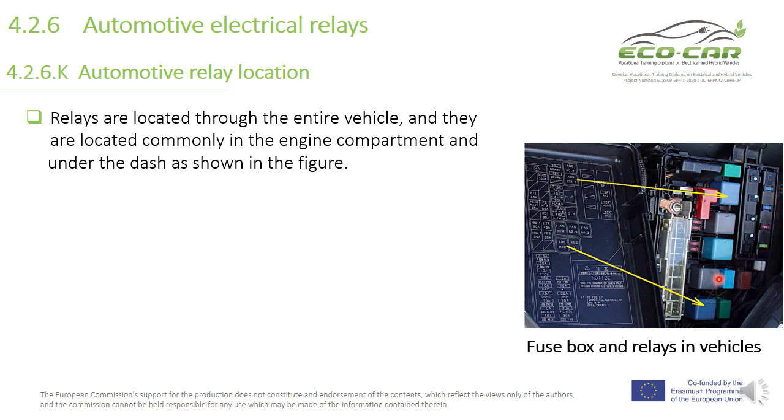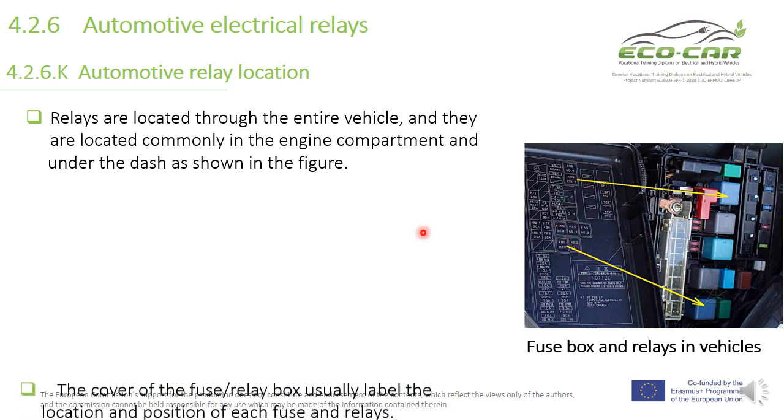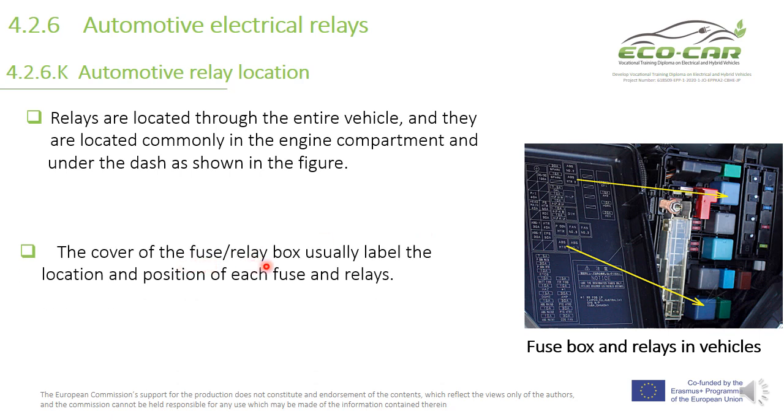And these relays can be shown also on the cover. This is the cover of the fuse box. This cover of the fuse box usually labels the location and position of each fuse and relay. As an example, this relay is for ABS, this relay for ABS, and this small one, the red one, is for fan number 2, and this is for fan number 3.